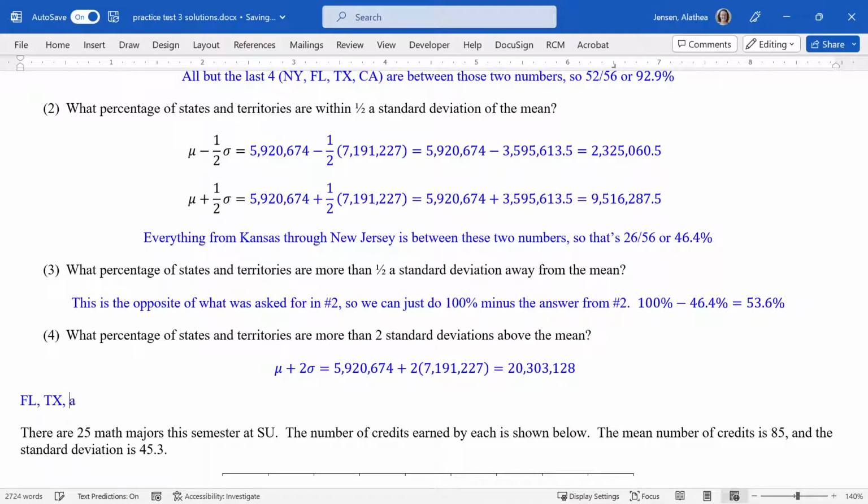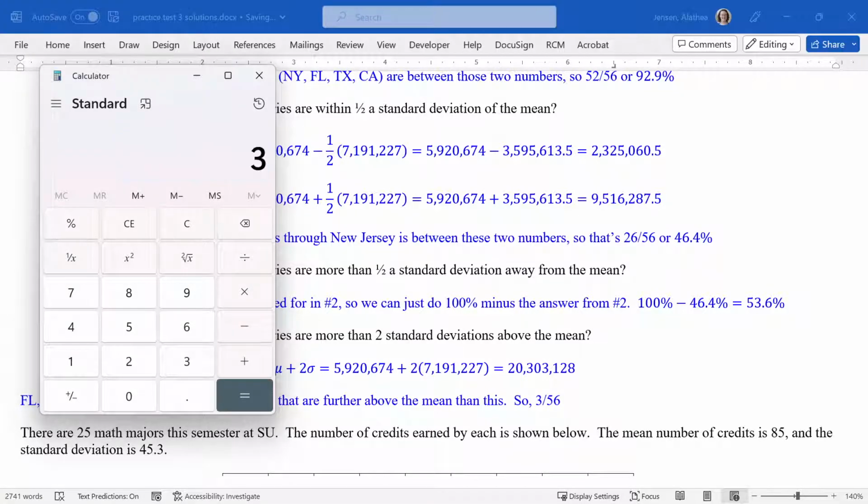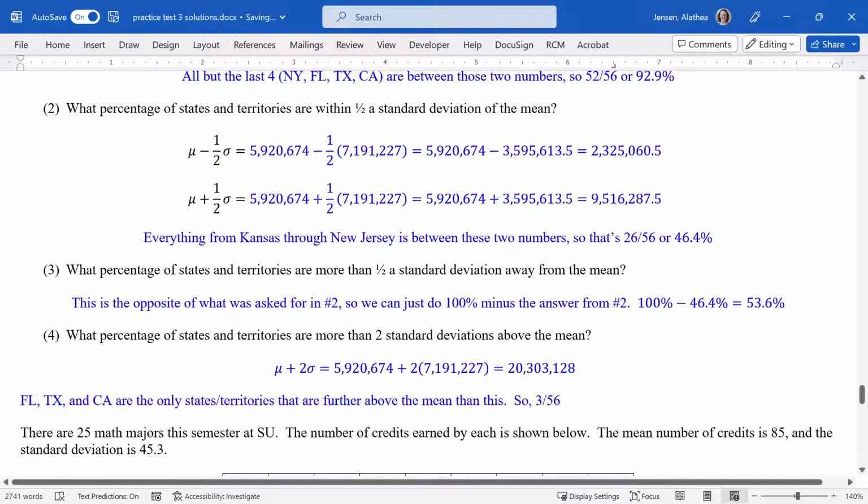So Florida, Texas, and California are the only states or territories that are further above the mean than this. So 3 out of 56. 5.4%.